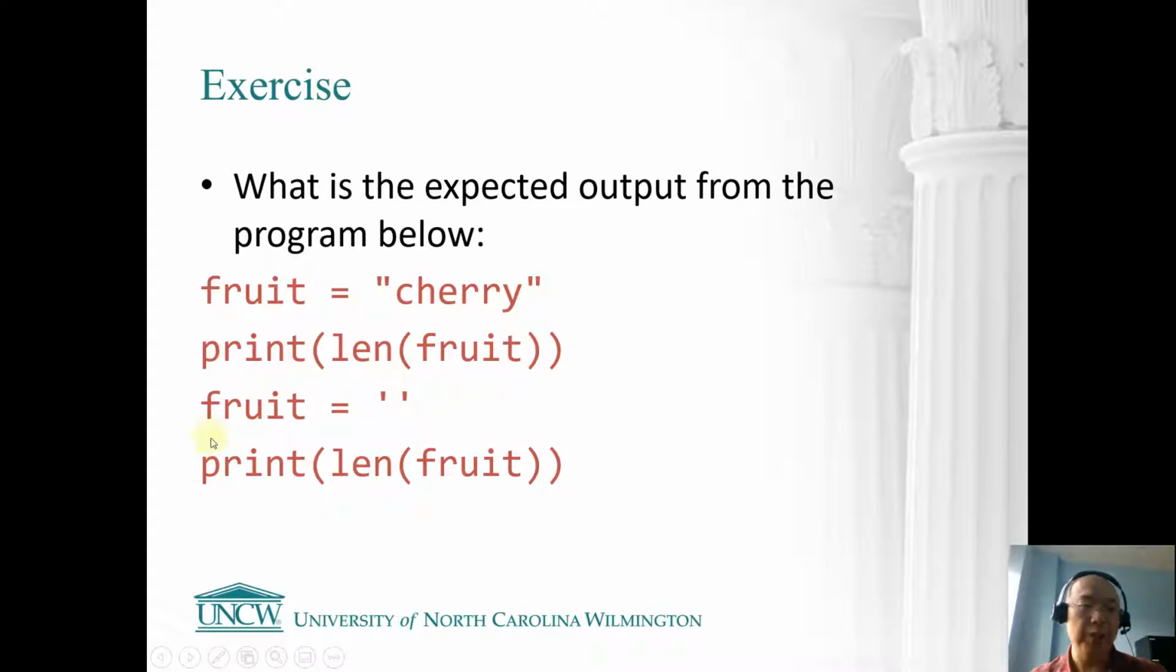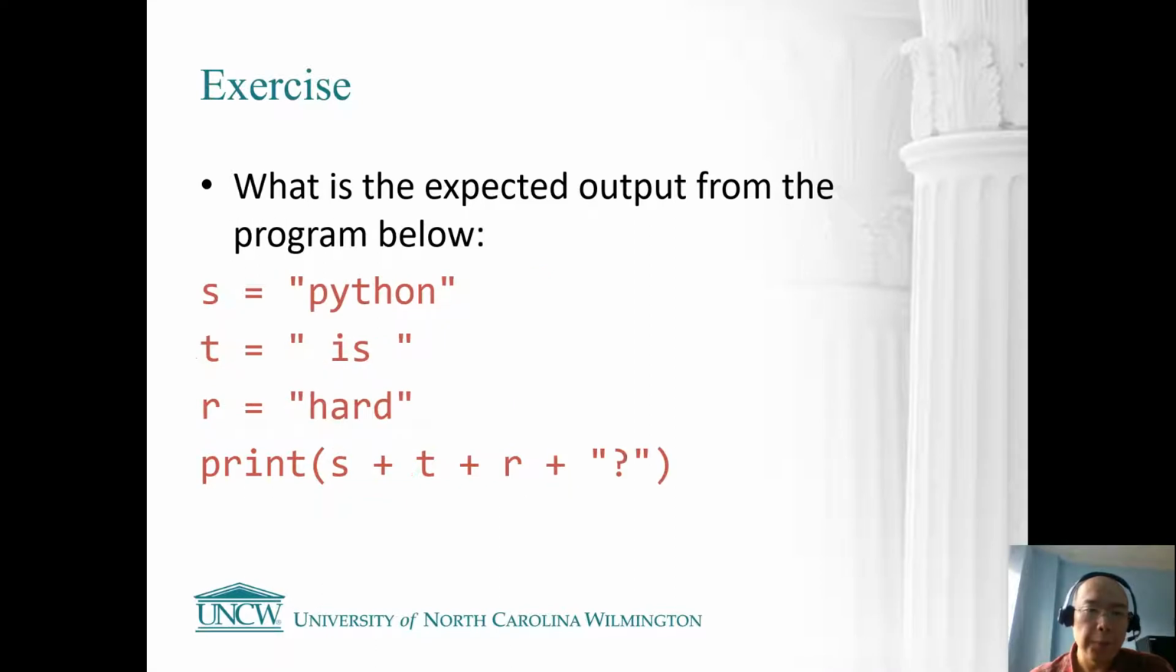And how about this one? I define an empty string. A string starts with a single quote and then immediately ends with a single quote, so there's nothing in the middle. And then what is the length? The length for the new fruit as an empty string will be 0. So an empty string has a length of 0.